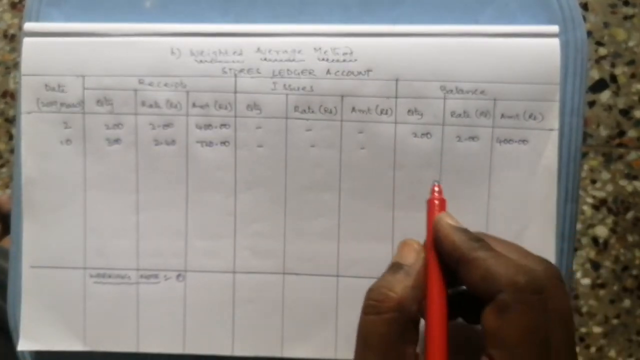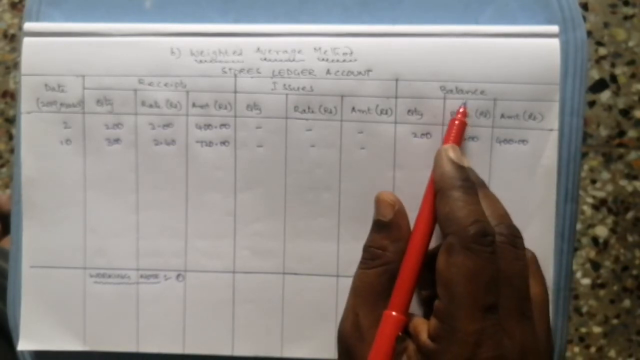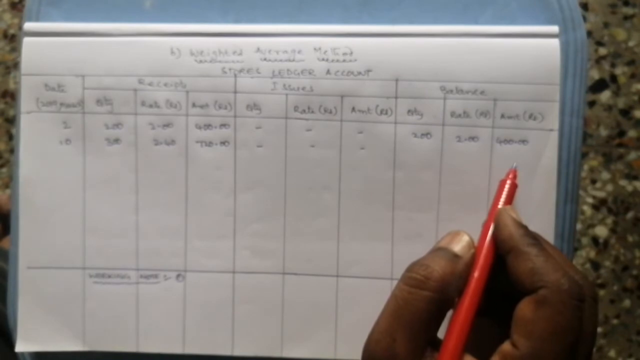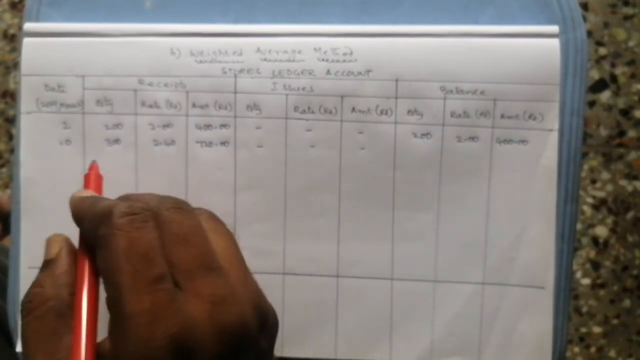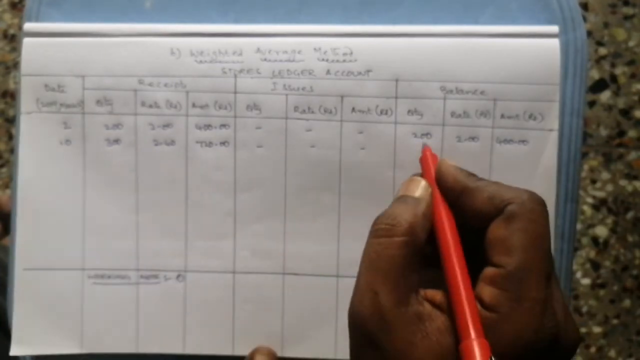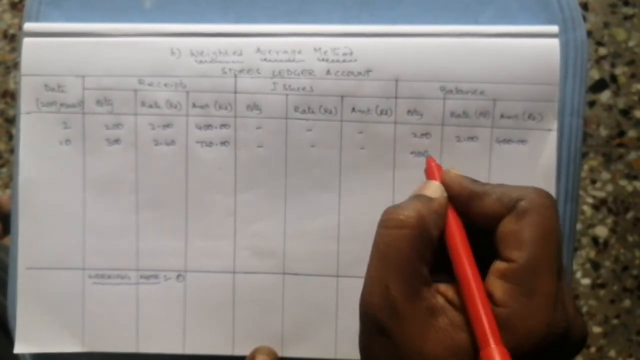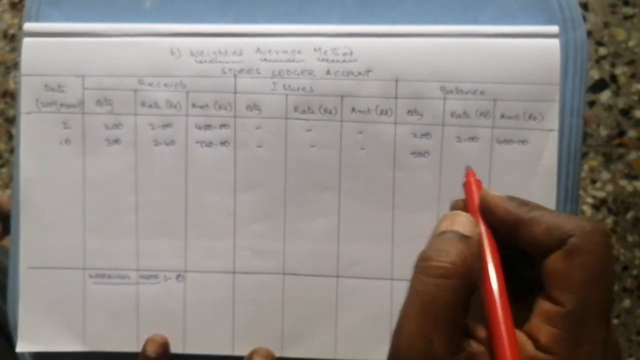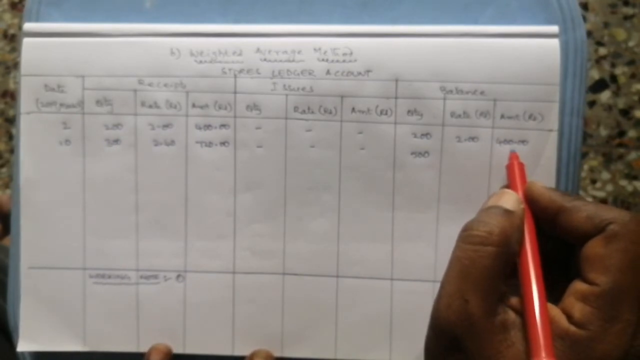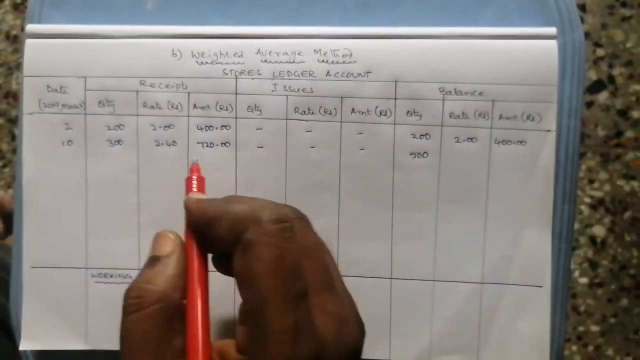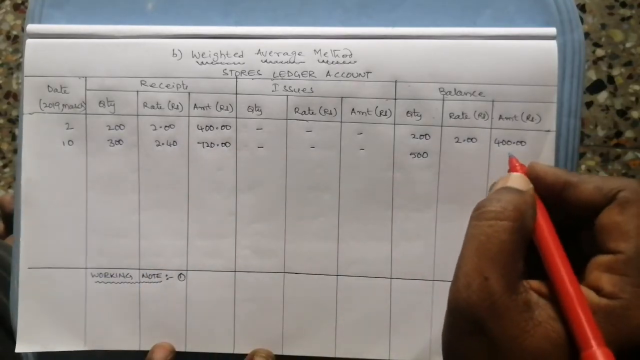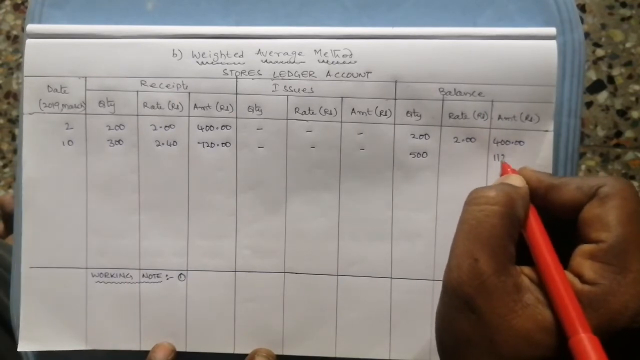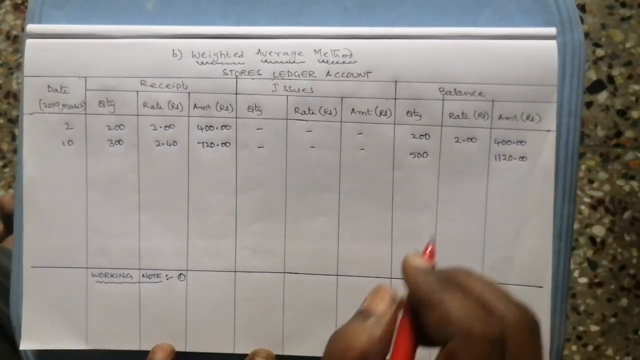Now a very important difference you have to observe is in mentioning the balance quantity, rate and amount. First, a balance quantity of 200 is there. To this you have to add the quantity of 300. So 200 plus 300 is equal to, what is the quantity now? 500. Similarly, the balance amount of 400 rupees is there, and on March 10th 720 rupees is the receipts amount. So 720 plus 400 is 1120 rupees.